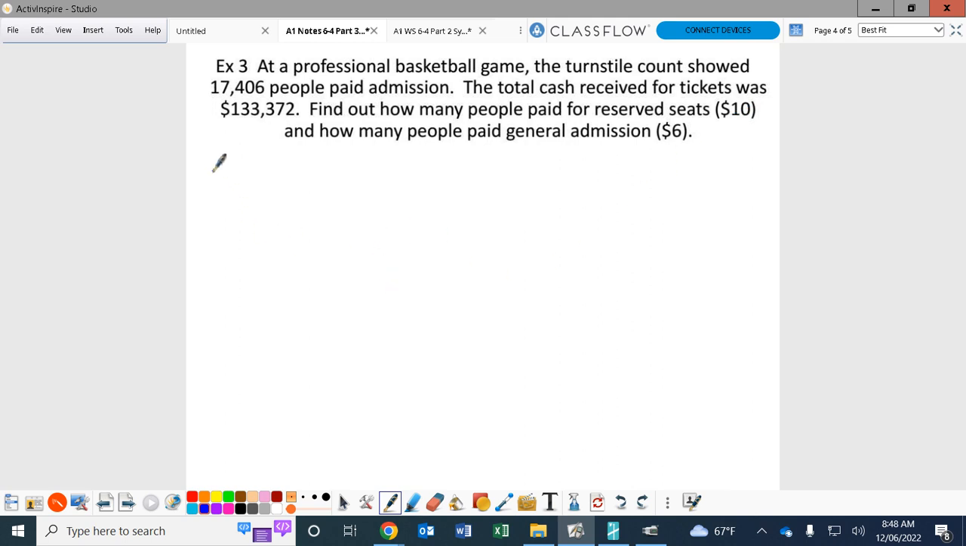Okay, so it's the number of people that paid each type of seat. So it's going to be X equals the number of reserved seats. And then Y is going to be the number of general admission. Now guys, how do I know it's the number, not the amount, like the value of it? Because they already give me the value. They're saying how many people, what is that number of people that did that?